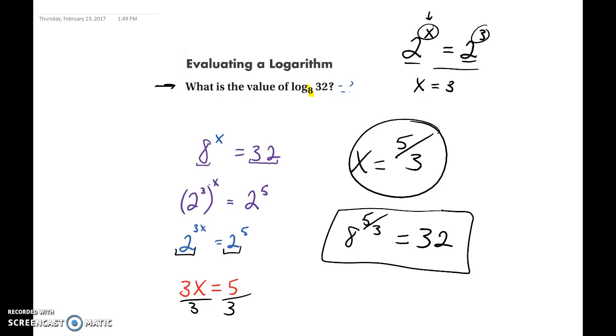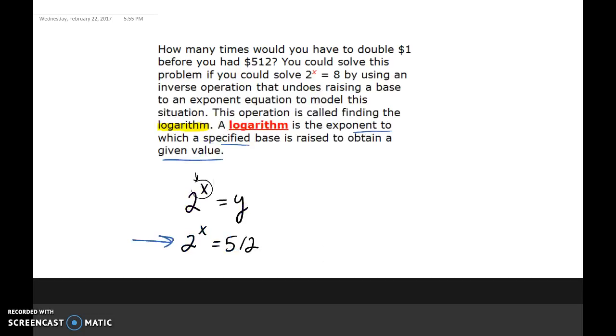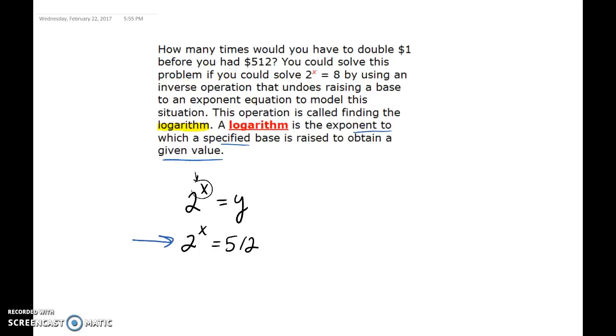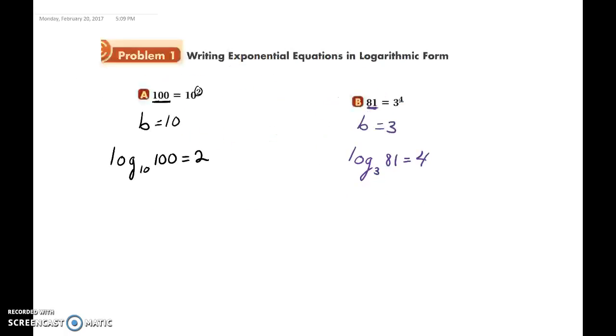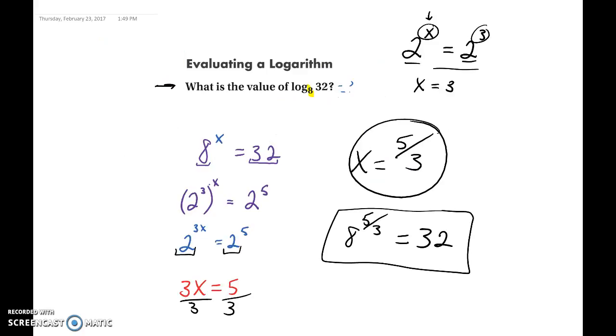That is the last thing for this video. What you need to be able to understand is that exponential equations and logarithms are inverses of each other, and you need to be able to rewrite one from exponential to logarithm and vice versa. All right, and then we'll use that later on to solve some questions.